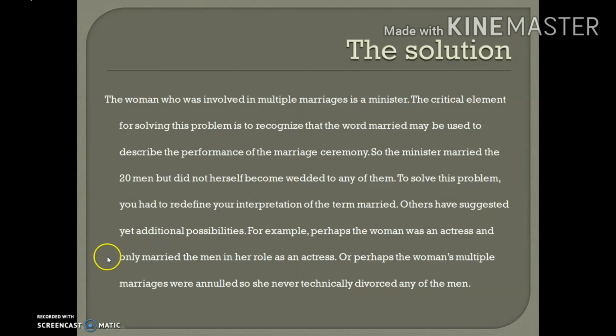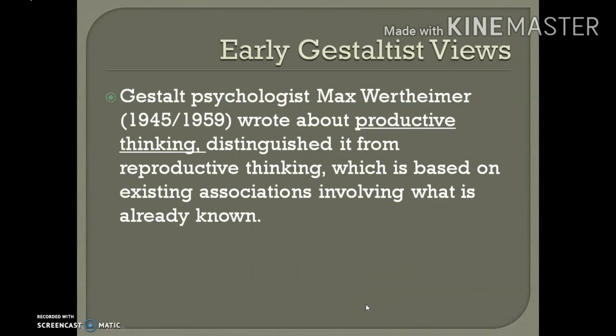Others have suggested yet additional possibilities. For example, perhaps the woman was an actress and only married the men in her role as an actress. Or perhaps the woman's multiple marriages were annulled, so she never technically divorced any of the men, and I prefer the latter. I'd like to agree to the latter reason.